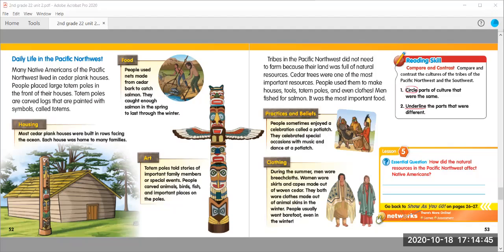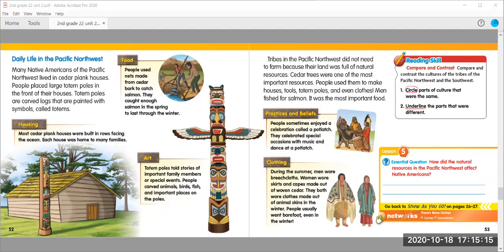Practices and beliefs. People sometimes enjoyed a celebration called a potlatch. They celebrated special occasions with music and dance at a potlatch. Art. Totem poles told stories of important family members or special events. People carved animals, birds, fish, and important places on the poles.